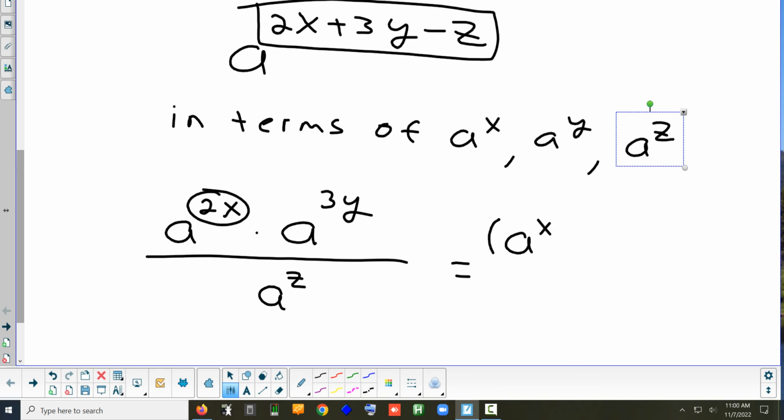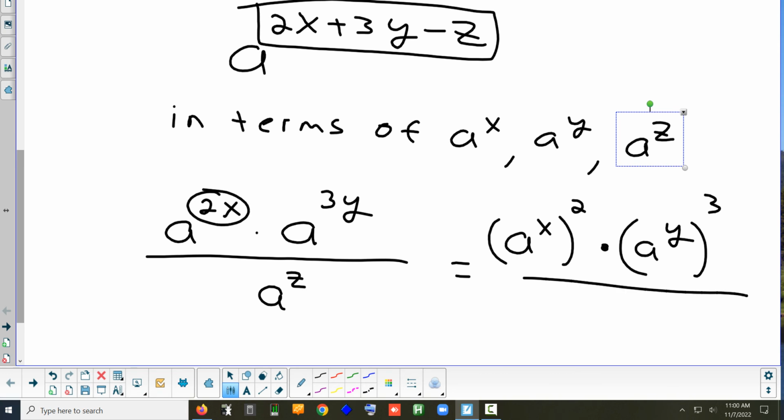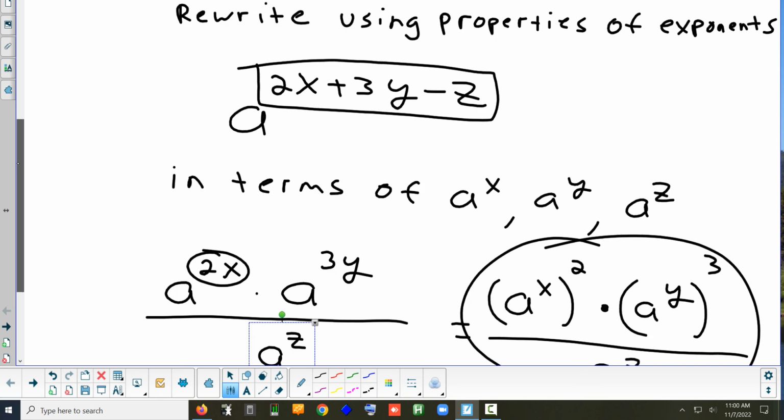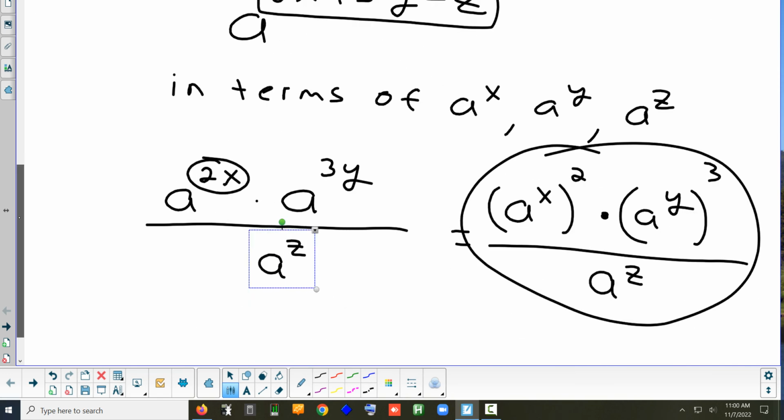Yeah. So I'm going to say it like that just because they specifically said to write it in terms of a to the x. Okay, I've done that. A to the x squared times, how about a to the 3y? A to the y, that's what they wanted me to have, cubed, over a to the z. And that's it. So we just rewrote that expression in terms of the three things they want. A to the x's, a to the y's, and a to the z's. Any questions on that?